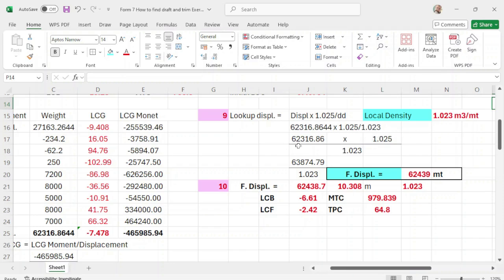So transpose your final displacement times 1.025, that will be 63874.79, divided by your local density 1.023, and your final displacement when floating in the density 1.023 is 62439. So this will be your final displacement. Okay, and what will be the corresponding draft of this displacement? The corresponding draft will be 10.308. Okay, so let's check number 10.